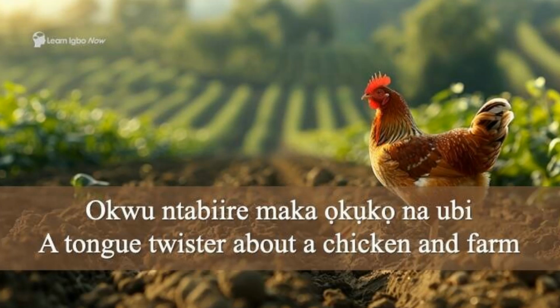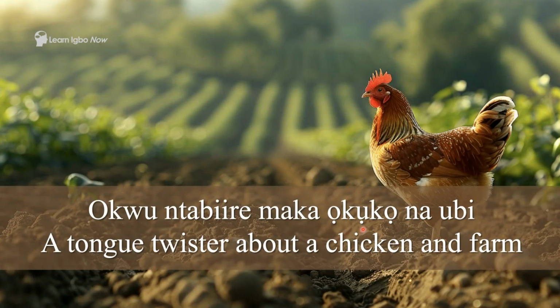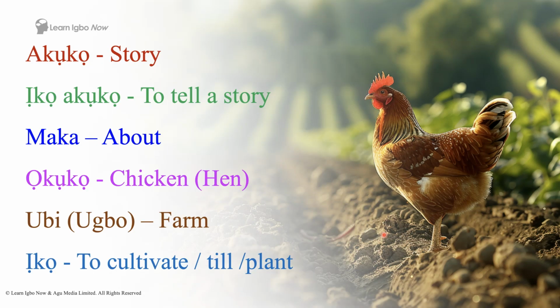This is Yvonne and welcome to Learn Igbo Now Challenge. Our lesson for today is based on a tongue twister and it's titled Okwu ntabire maka Okuko n'ubi, a tongue twister about a chicken and farm. As usual, tongue twisters are designed to give your mouth a workout so that you get used to speaking different words or making different sounds in Igbo language. But before we start, we're going to look at 6 key words that we'll learn from this tongue twister. And these 6 words are Okuko, story.